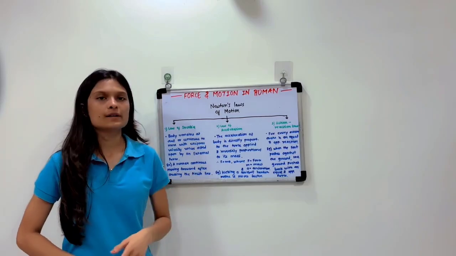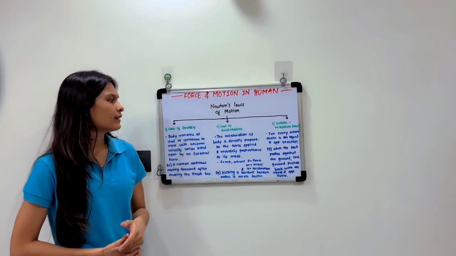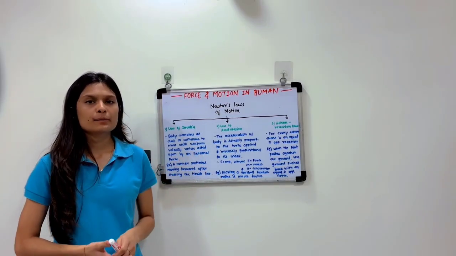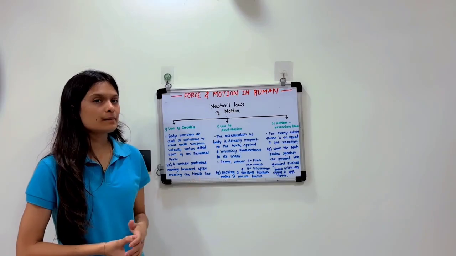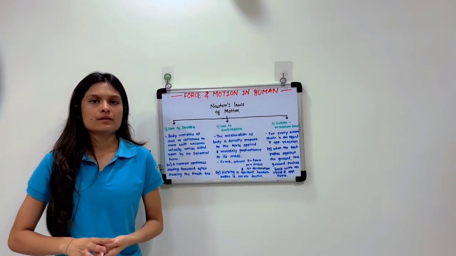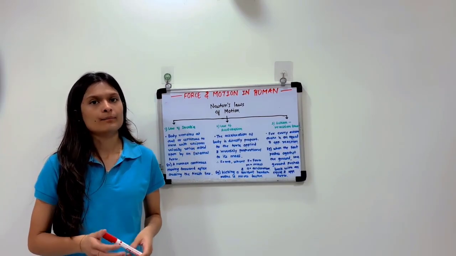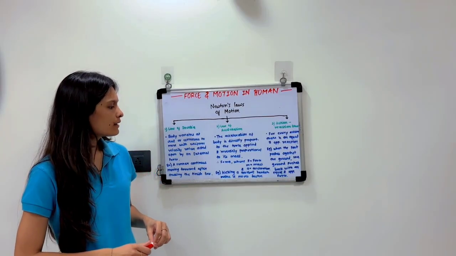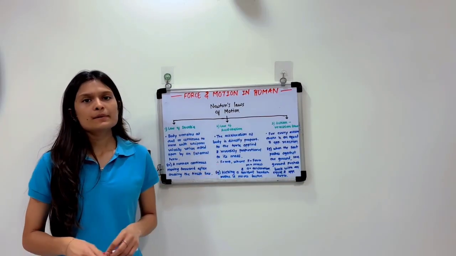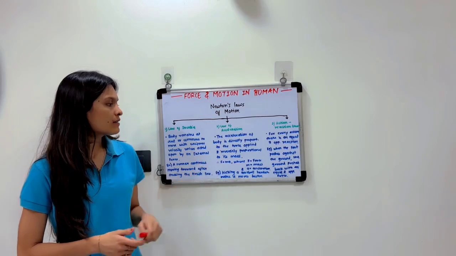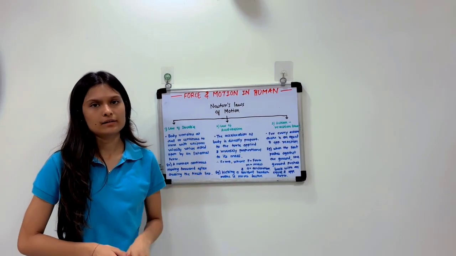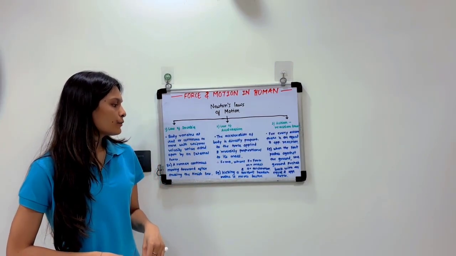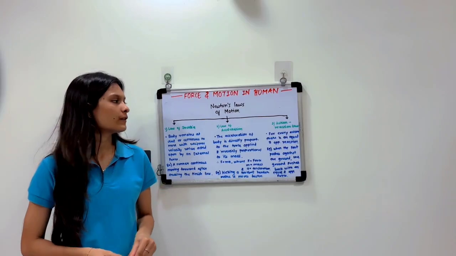Second is the law of acceleration. It states that the acceleration of a body is directly proportional to the force applied and inversely proportional to its mass. The equation is F = ma, where F is force, m is mass, and a is acceleration. The purpose of the law is to explain the relationship between force, mass, and acceleration. For example, kicking a football harder makes it move faster.